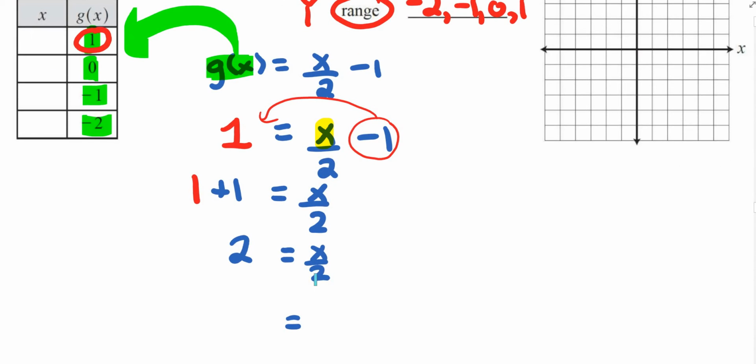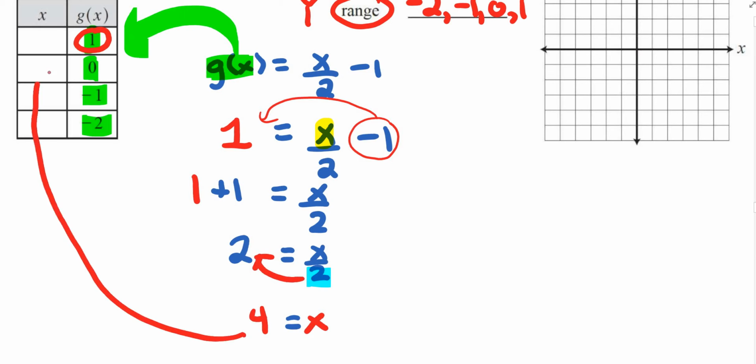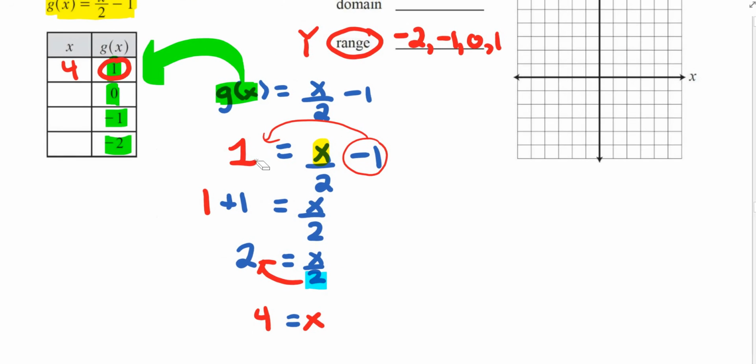And then in order to get rid of this bottom 2 here, I just multiply, right? Because right now it's dividing, so the opposite of dividing is multiplying. So 2 times 2 is going to be 4. So x would equal 4 here. So 4 would go right up there. Okay, and that's how you do the algebra for this particular problem here.